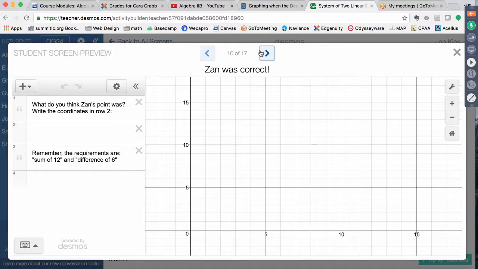Have fun getting started with this, working through linear systems of equations and understanding how to better use the Desmos calculator and the concepts we're learning this week.